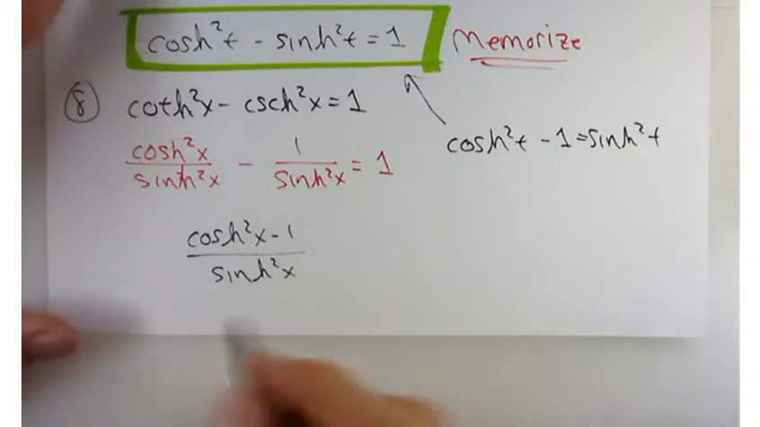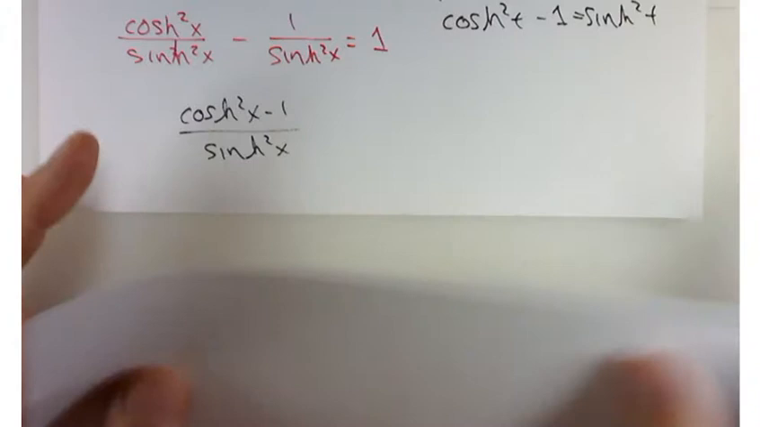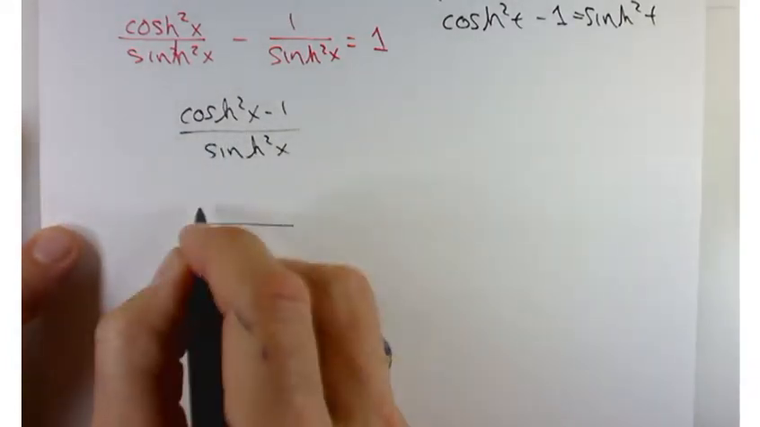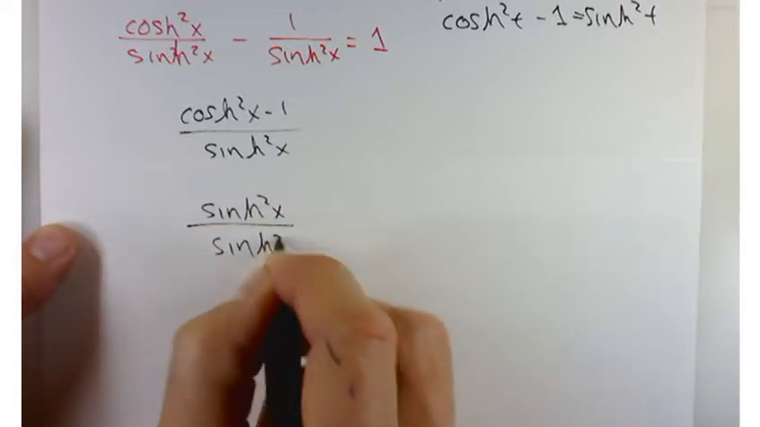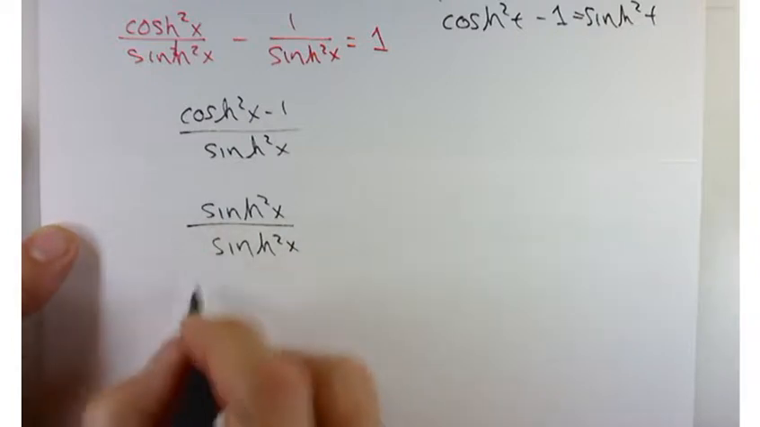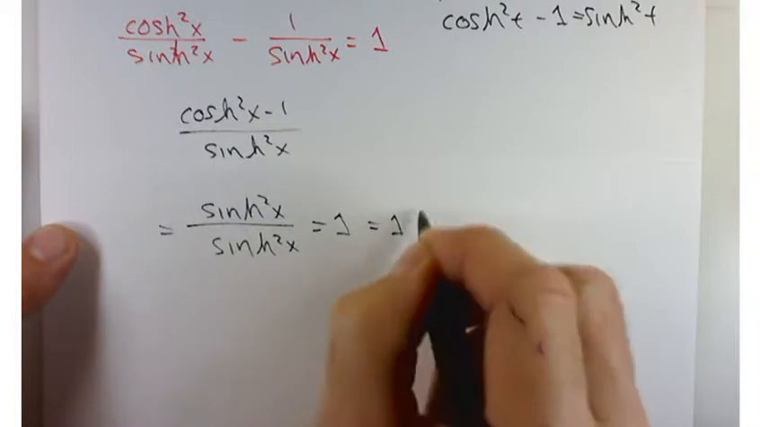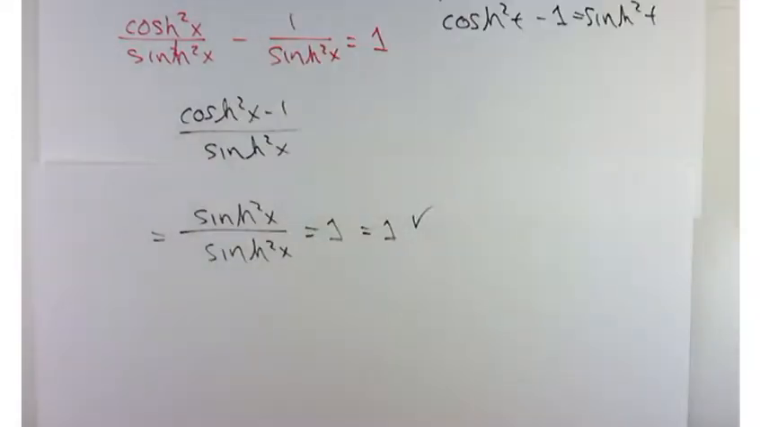So essentially what's going to happen here is I can replace this numerator, right? What's that numerator? Sinh squared over sinh squared. And sinh squared over sinh squared is 1. So, just working with the left-hand side, I showed that the left-hand side equals the right-hand side. And that's what you're asked to do here, is to establish that identity.